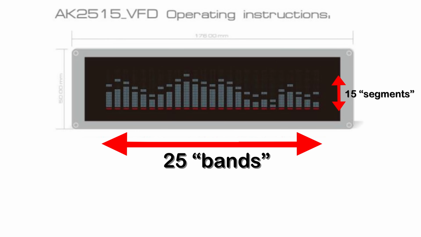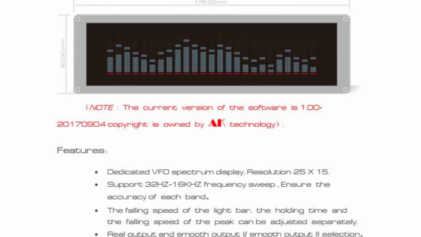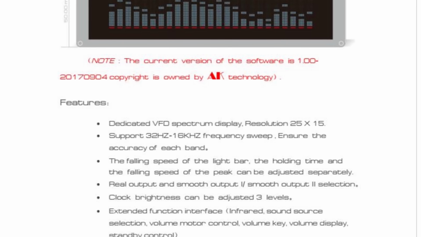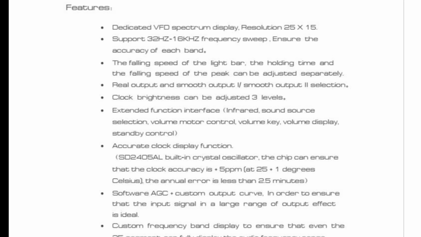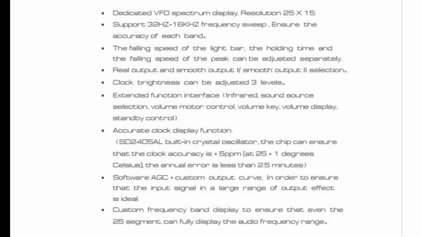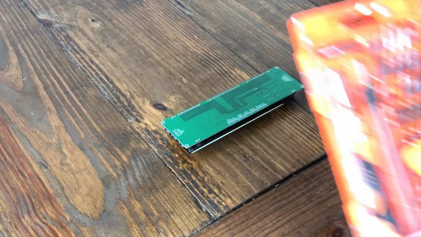So it's 25 bands wide by 15 segments high. So it's actually a pretty cool looking display. And I did find a document online that had some information about it. It uses vacuum fluorescent display, and it goes from 32 hertz to 16 kilohertz. And there's a lot of other things it has, like a clock function. It has adjustable display, all kind of neat stuff. We'll get into that later.